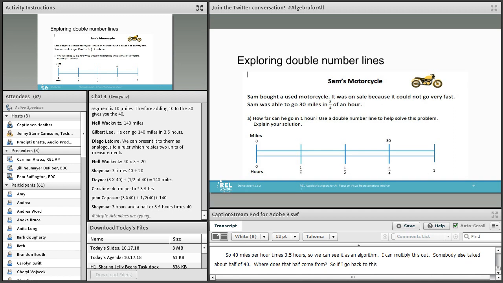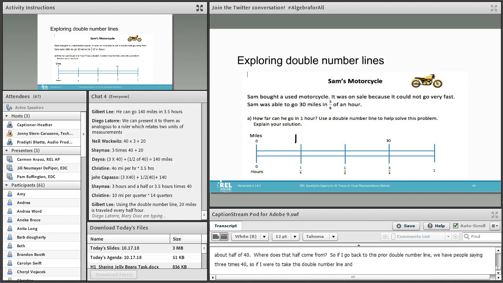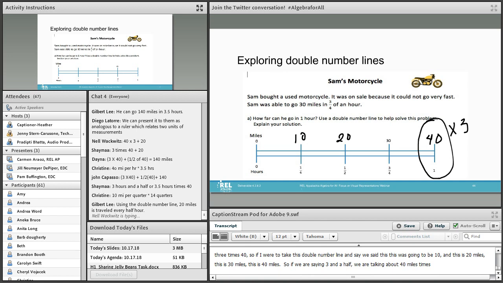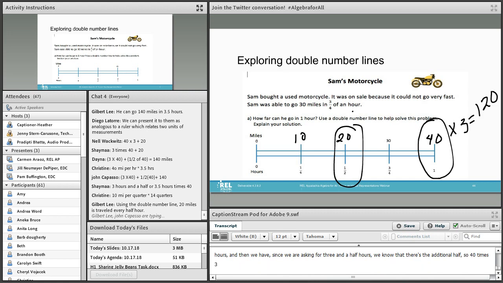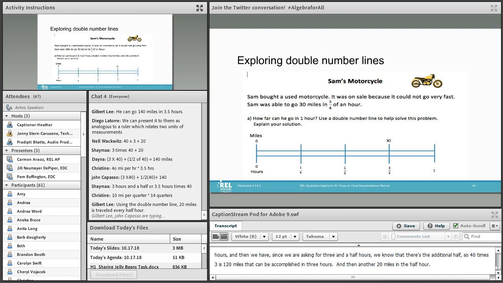So if I go back to this prior double number line, we have people saying 3 times 40. So if I were to take this double number line and say, this is going to be 10, and this is 20 miles, this is 30 miles, this is 40 miles. So if we're saying 3.5, we're talking about 40 miles times 3 for each of those 3 hours. And then, since we're asking for 3.5 hours, we know that there's the additional half. So 40 times 3 is 120 miles that can be accomplished in 3 hours, and then another 20 miles in the half hour. So 120 plus 20 is 140.